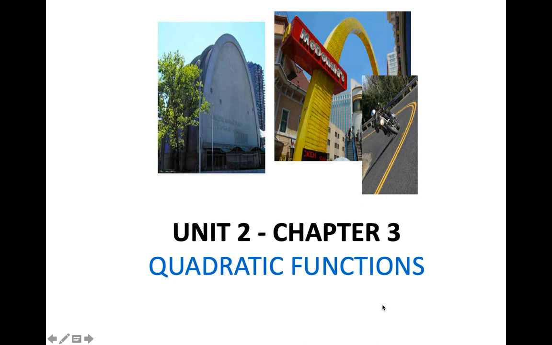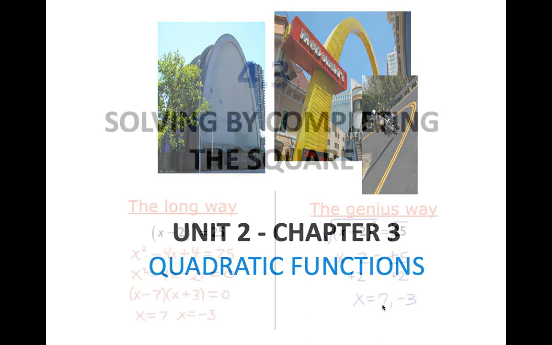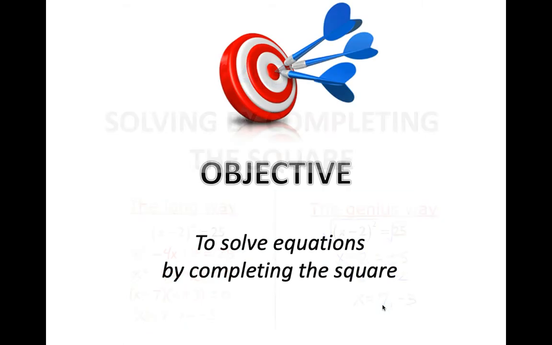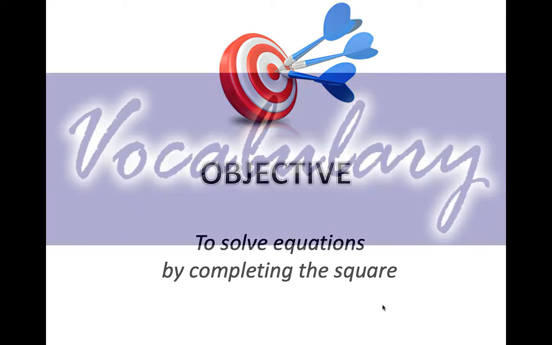So we've been working our way through chapter 3 and chapter 4, and today we're going to take a look at section 4.3, which is using the process you've already learned of completing the square to solve an equation. So the objective is exactly what the title says. We want to make sure that you understand that there is another method you can use to solve quadratic equations, by using the method of completing the square.